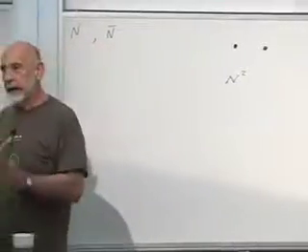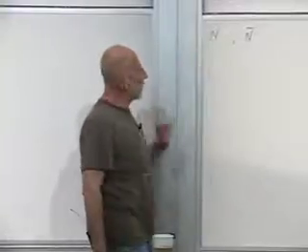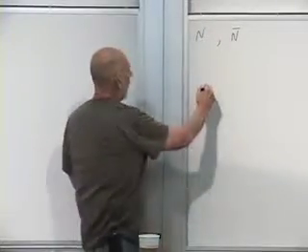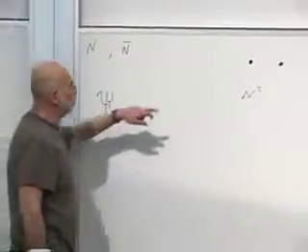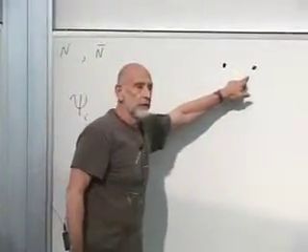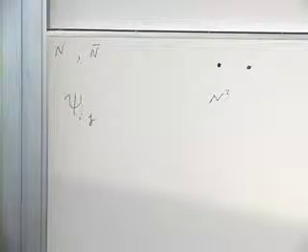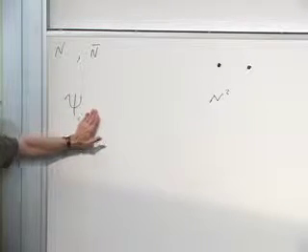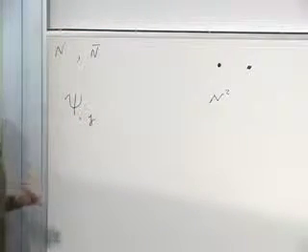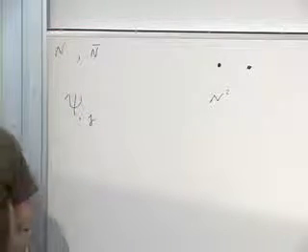Okay, now, you could label the states. If you label the states of one particle as psi i, you could label the two-particle system as psi ij. If psi i runs from 1 to n, then psi ij runs from 1 to n squared if you let i and j run over the n squared possibilities.